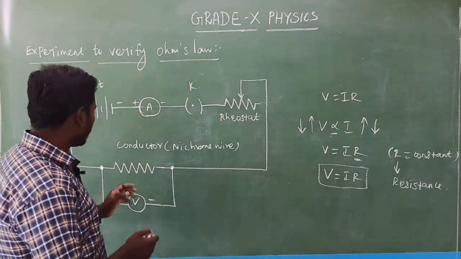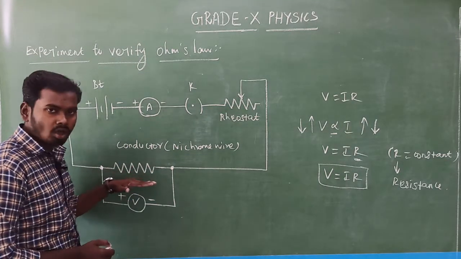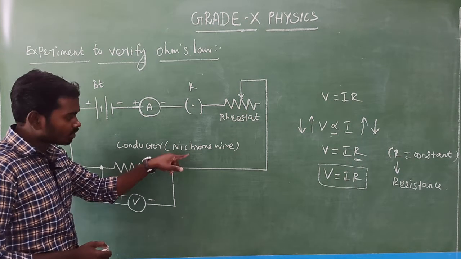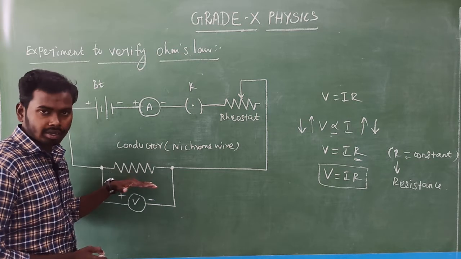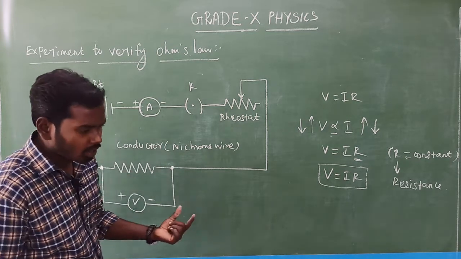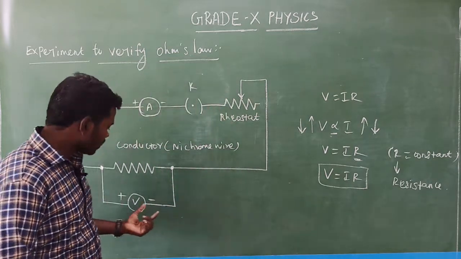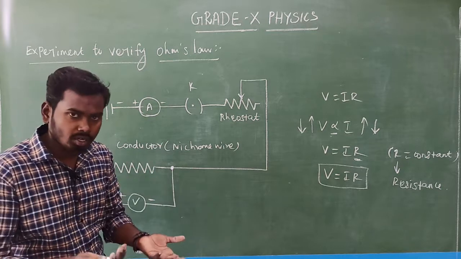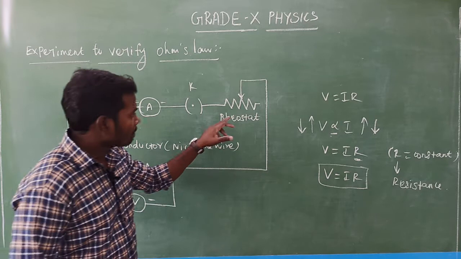Next, this conductor. Now we are going to find out the resistance of this conductor. What is that conductor? Nichrome wire. Next, the voltmeter is used to measure the potential difference. Generally we say voltage. How much potential difference, which means voltage, is passing through this circuit. Is it clear? Next, rheostat.